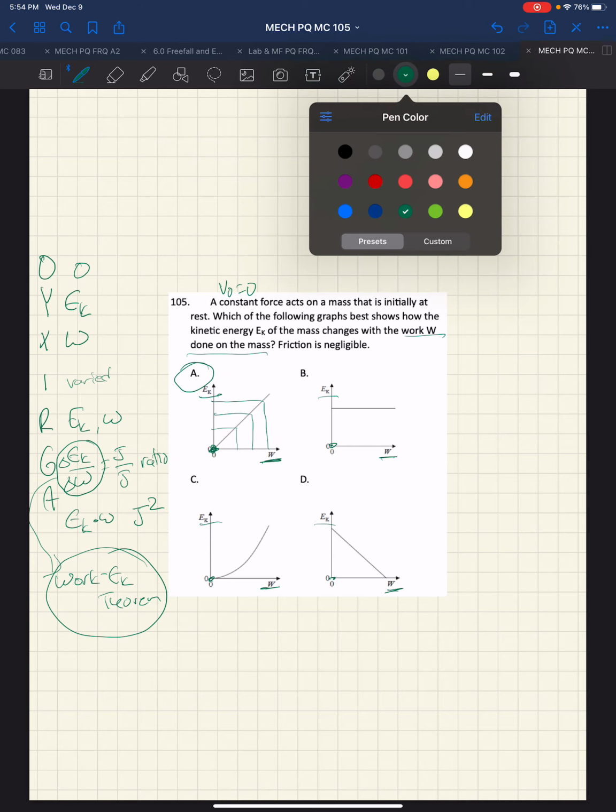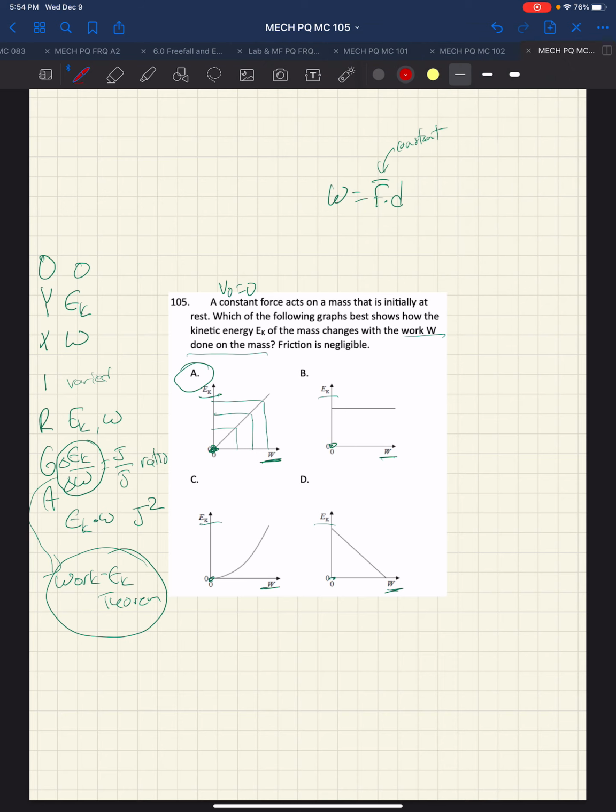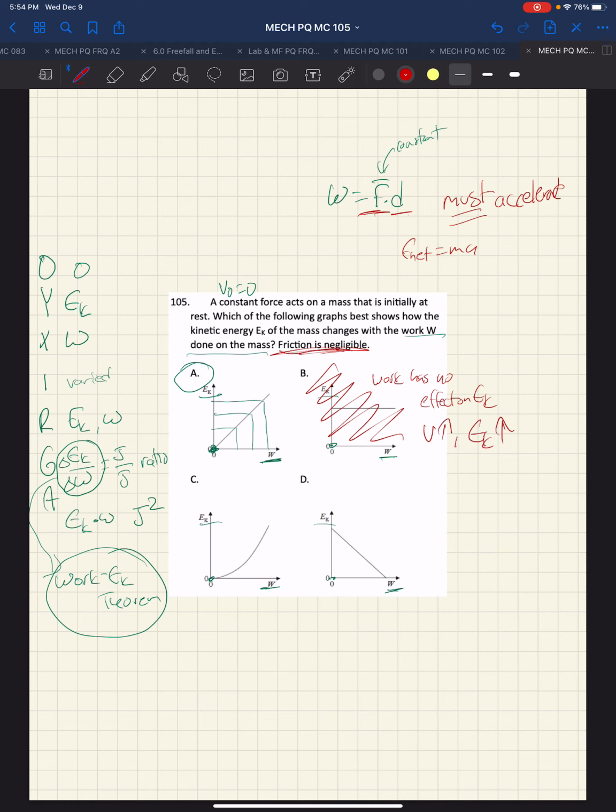What choice B says is that the work has no effect on the kinetic energy. There's no friction. We have a constant force over a distance, and there's no friction. The thing must accelerate. F net equals ma, and the only force acting on it is that average force, so it must accelerate. This can't possibly be true because V must increase, and therefore the kinetic energy must increase.